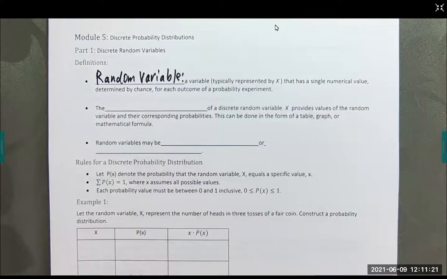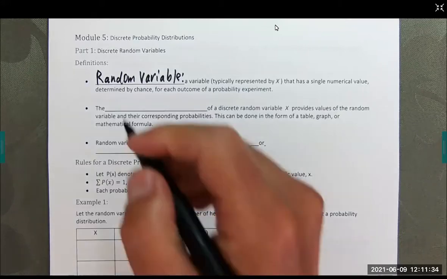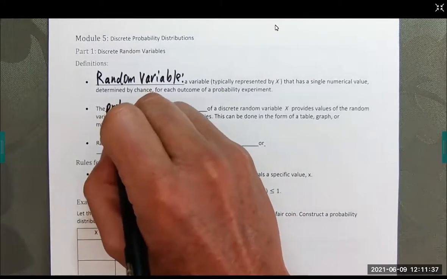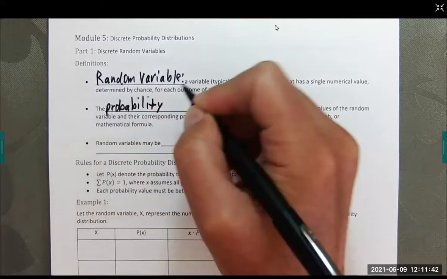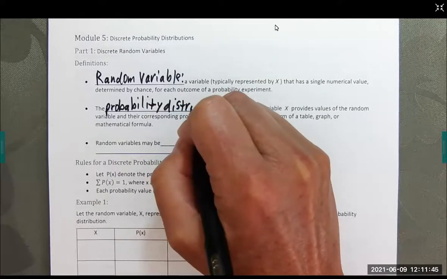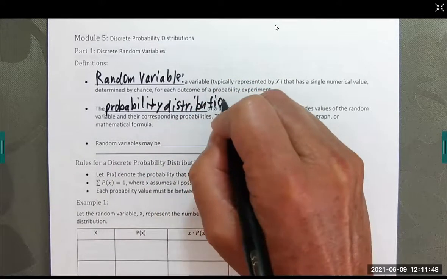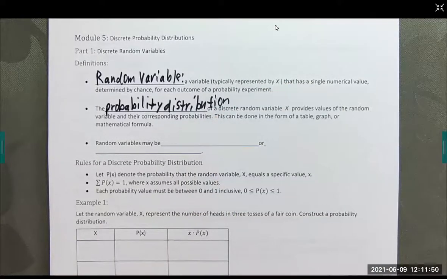A random variable is a variable typically represented by a capital X that has a single numeric value determined by chance for each outcome of a probability experiment. We'll see what that means here in a bit. The probability distribution of a discrete random variable X provides values of the random variable and their corresponding probabilities. This can be done in the form of a table, a graph, or a formula.